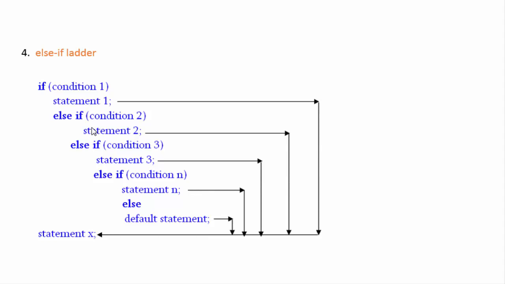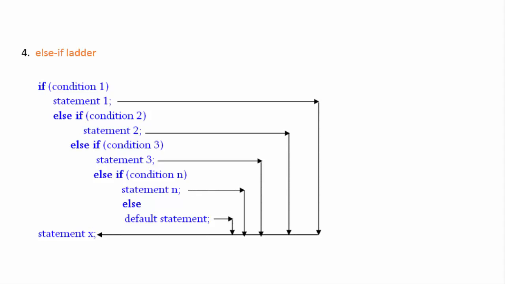And suppose none of the conditions is true, that is, neither condition 1 nor 2, 3, none of these conditions is true, then it will execute the default statement and transfer the control to statement X. Suppose condition 3 is true, so it will execute the corresponding statement 3, skip the remaining part of the ladder and transfer control to statement X, which is not a part of the ladder. And one more thing is, the default statement is optional. If you do not write the default statement, then it's okay. So this is about else if ladder.